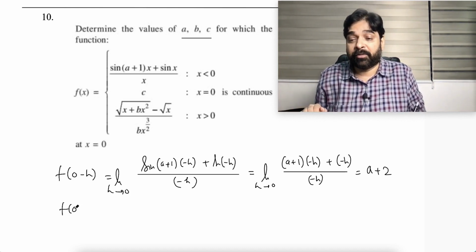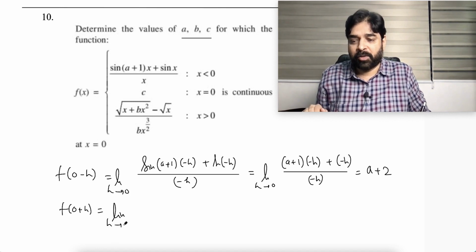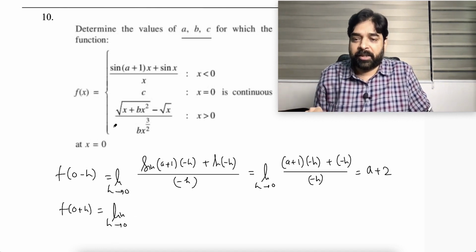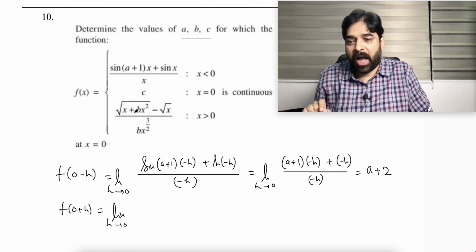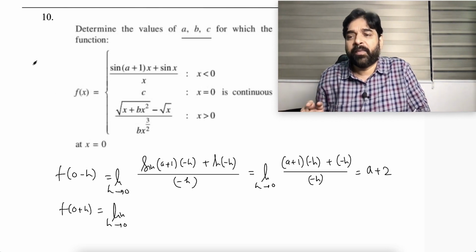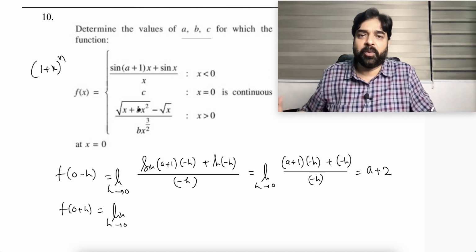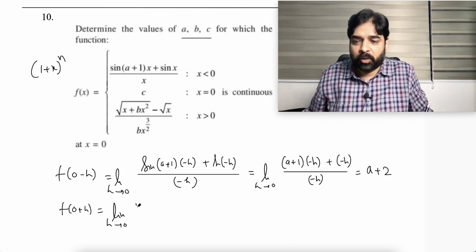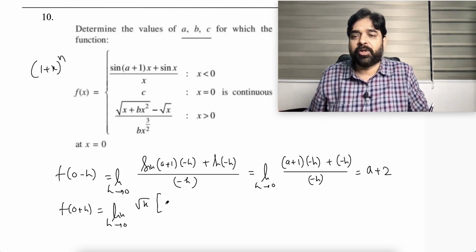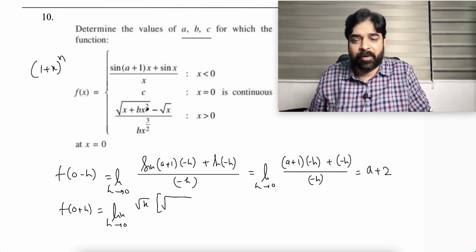Now we need to calculate f of 0 plus h. That will be done from here. Yes or no? So limit h approaches 0, because for greater than 0 this is defined. Now I am putting it here, but before putting, let's arrange it. You know, for approximation we always want the 1 plus x power n format. So why not take root x common from here? Root x I can take common from here. So root x I will take common, and what is going to be left? Check it here. Root of x is gone, and from here also x is gone.